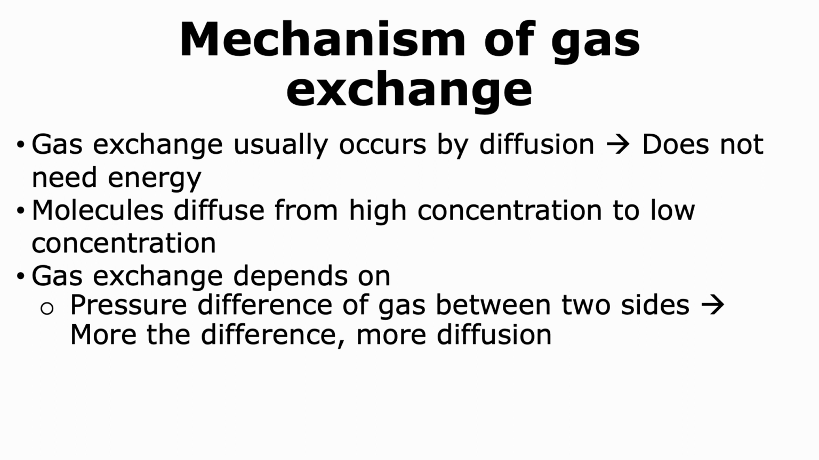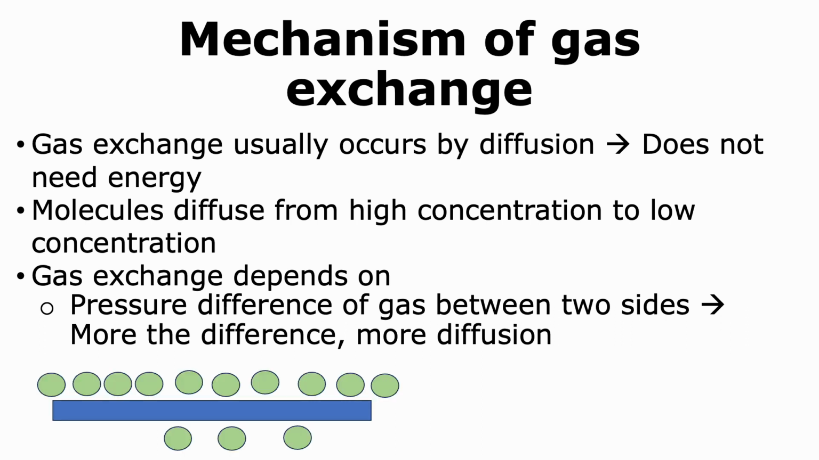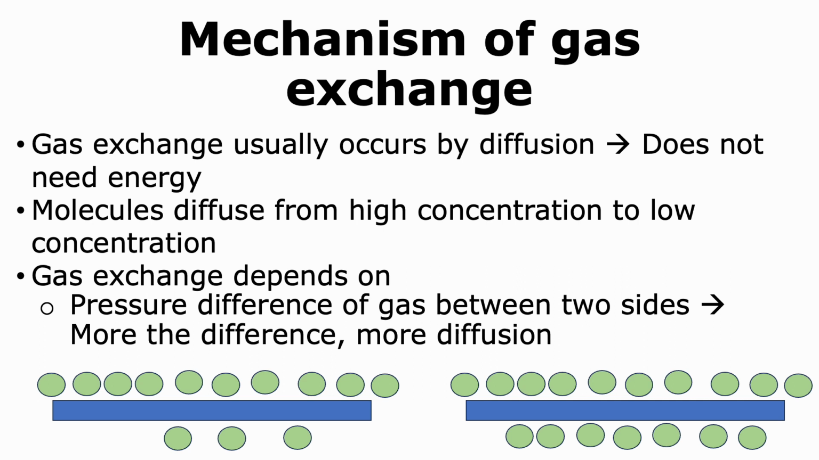Exchange also depends on the difference in pressure of the gas between two sides of a surface. So here we're going to take an example where there are two surfaces, and on one side there are the same number of gas molecules, but on the other side, in one scenario, there is a lesser number of gas molecules than the other scenario. Where you have a higher pressure difference, there will be more diffusion of the gas through the surface. On the other hand, where there is a lesser pressure difference, we will see less diffusion.